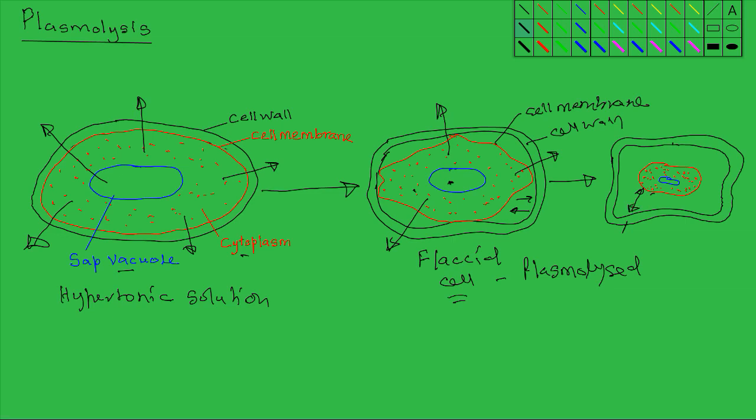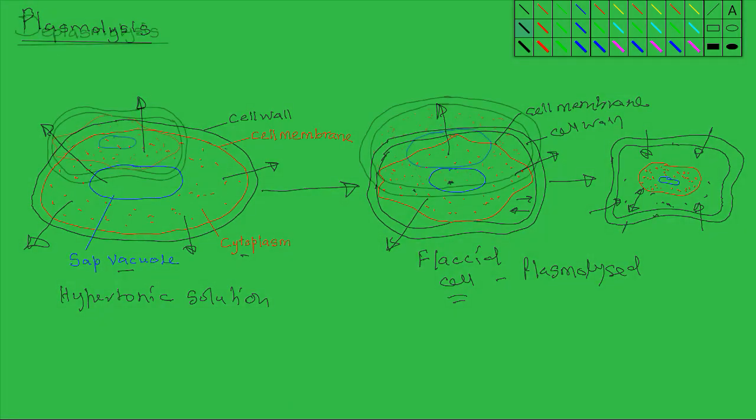Deplasmolysis is the process by which a flaccid cell, when placed in distilled water or hypotonic solution, absorbs water by osmosis and becomes turgid. In fact, it is the opposite of plasmolysis. Remember we said in plasmolysis that the cell, when placed in hypertonic solution, loses water by osmosis, and the cytoplasm together with the sub-vacuole shrink and the cell becomes flaccid.